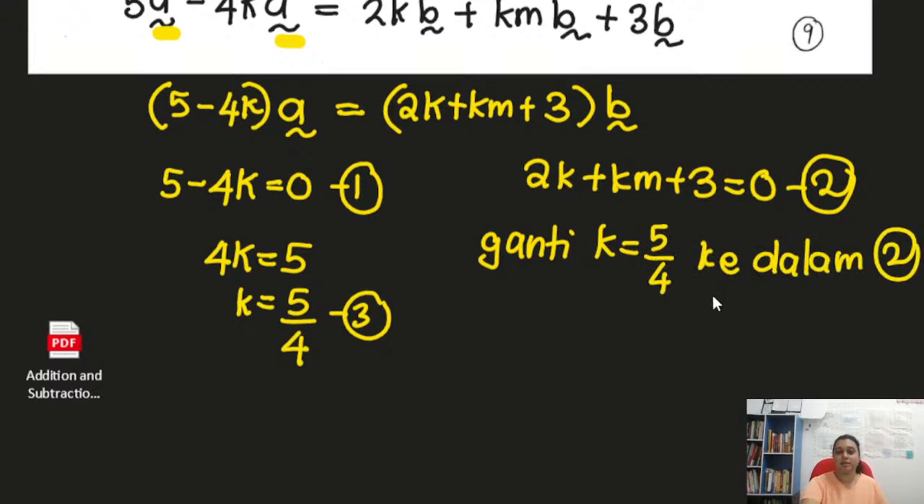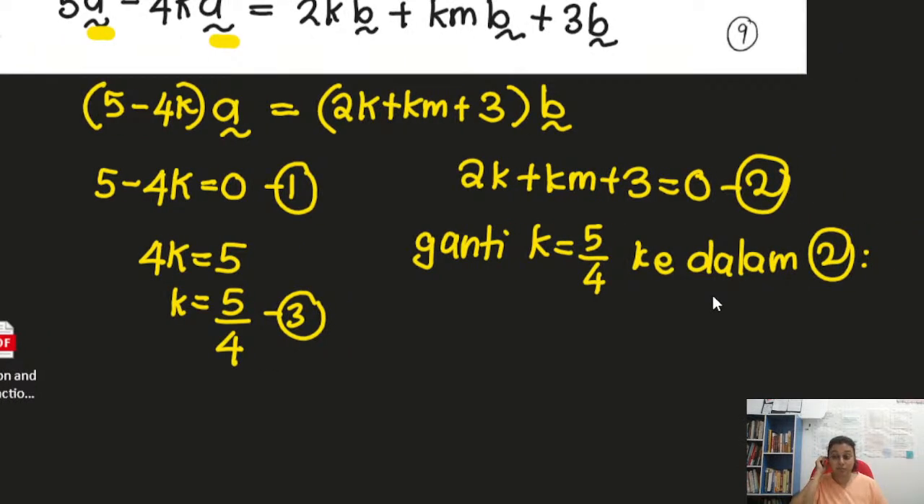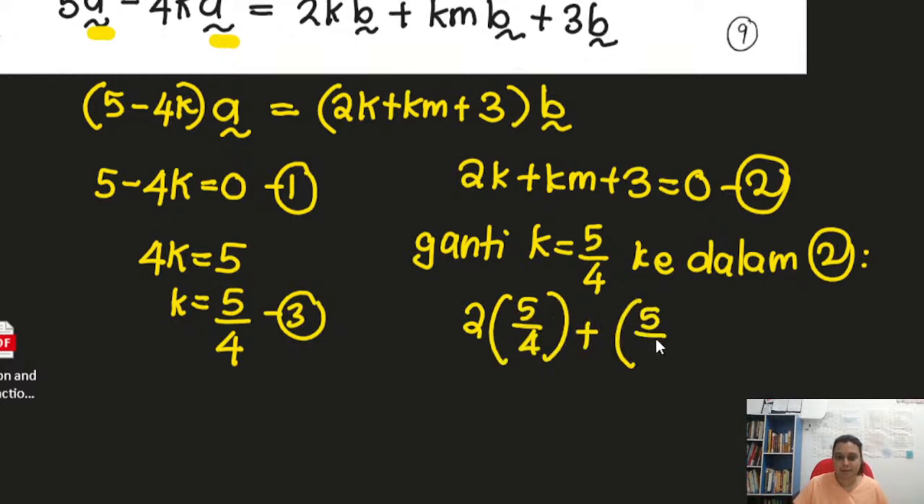You see the steps, it's all one by one only flow. The flow is there, okay? So 2 times 5 over 4, plus 5 over 4 M. You selesaikan, you will get the M here. Okay, boleh selesaikan? Cari M.